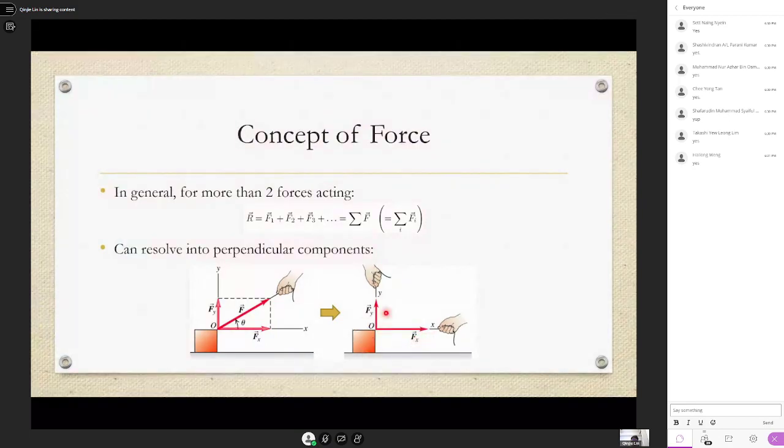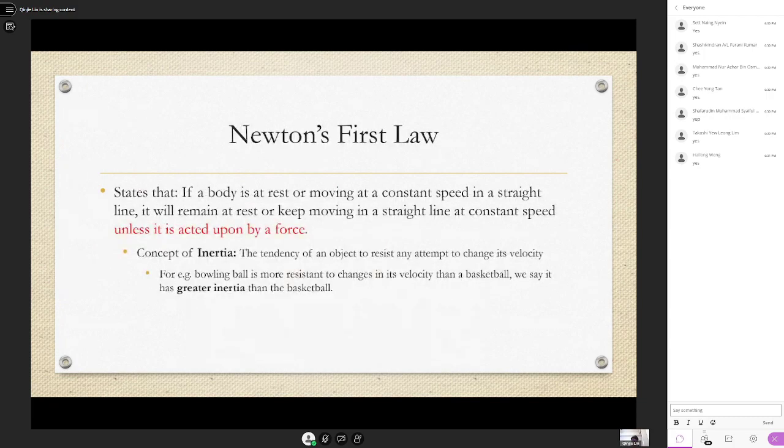Let's say you are on the box. You will not be able to tell whether the person is pulling like this or there are two hands pulling up and right. You will not be able to tell because it's exactly the same force. Any questions so far? Should be okay. Just an intro to forces. So now we come to Newton's first law.